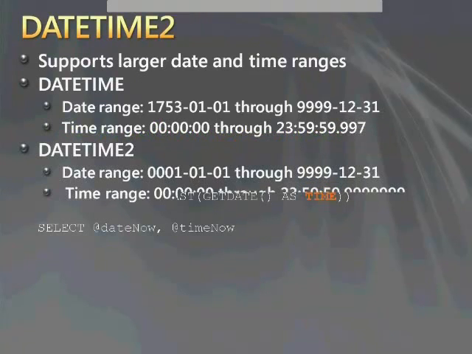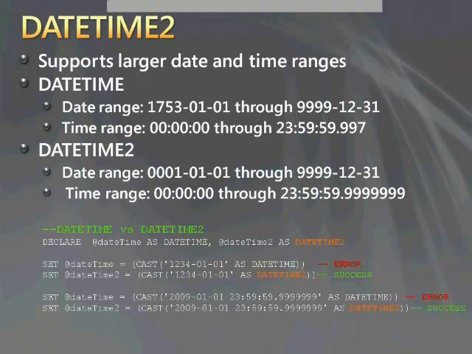Another new data type in SQL Server 2008 is datetime2. This data type supports larger date and time ranges. The old datetime data type supported a date range from 1753 to 9999, and the time range had a precision of milliseconds. Datetime2 supports the date range from 1 AD to 9999, and it has time precision up to nanoseconds.